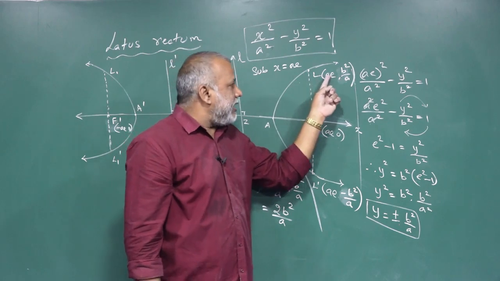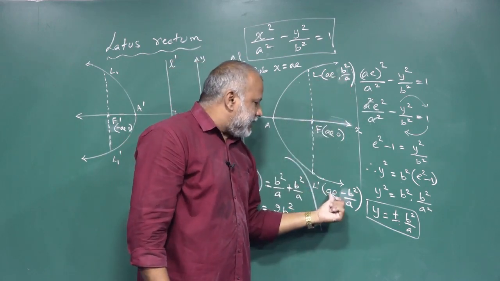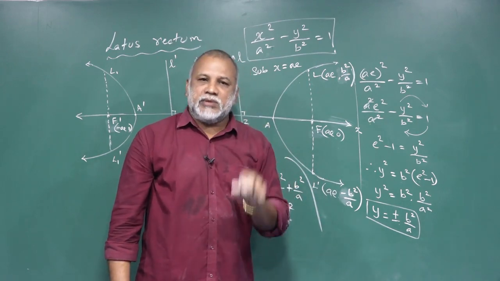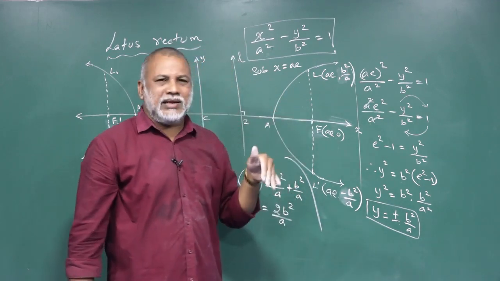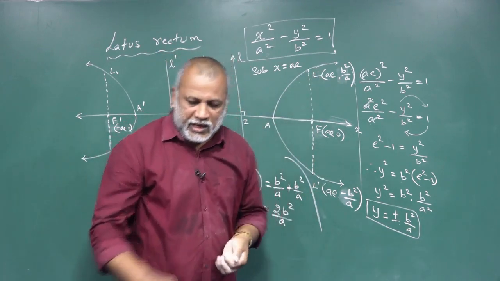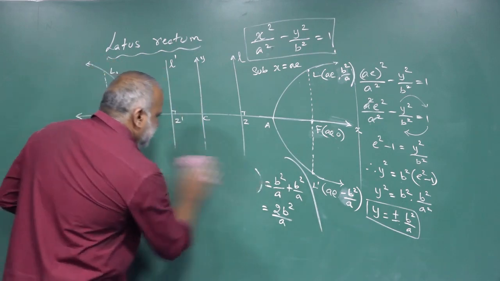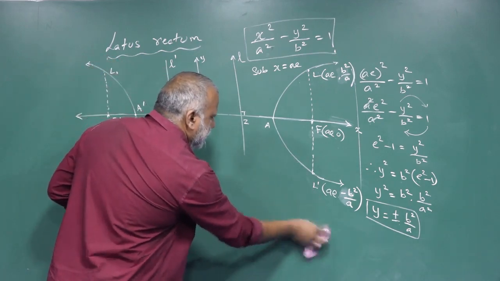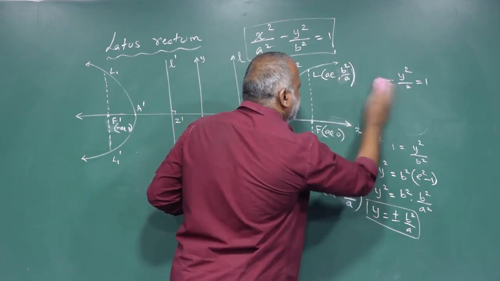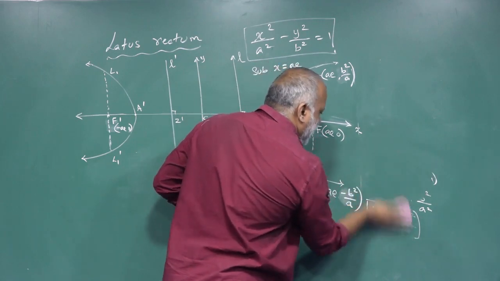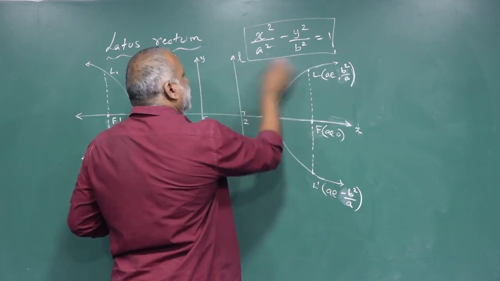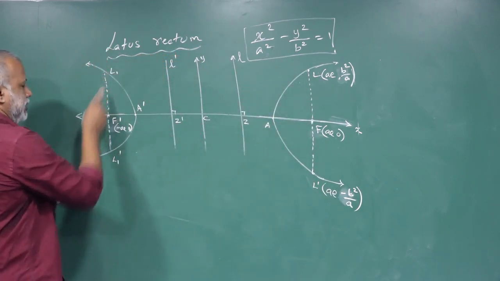Then this is called AE comma b squared by a. L dash, AE comma minus b squared by a, are called endpoints of the latus rectum. This is also one more question they may ask: L and L dash are called endpoints of the latus rectum. Here also we are having one more set of endpoints. On the other side also you are having some endpoints. See the explanation clearly. Here also endpoints are there.